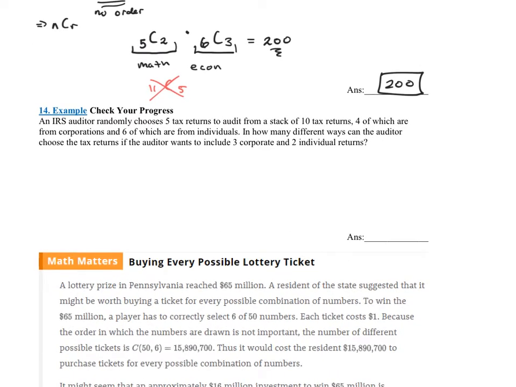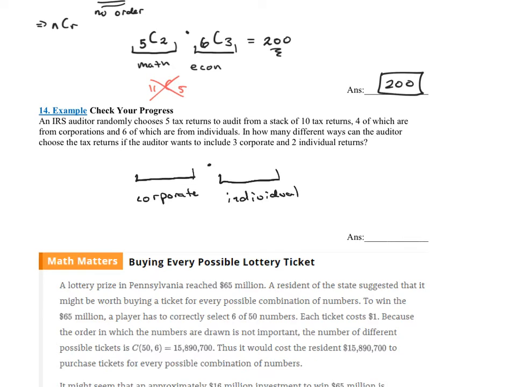It says an IRS auditor randomly chooses 5 tax returns to audit from a stack of 10 tax returns, 4 of which are from corporations and 6 of which are from individuals. And how many different ways can the auditor choose the tax returns if the auditor wants to include 3 corporate and 2 individual returns? So again, we need to break this down into 2 separate things that we're picking. First thing we need to look at is corporate. Second thing we need to look at is individual. We can't group these together because it's very specific in what we want.